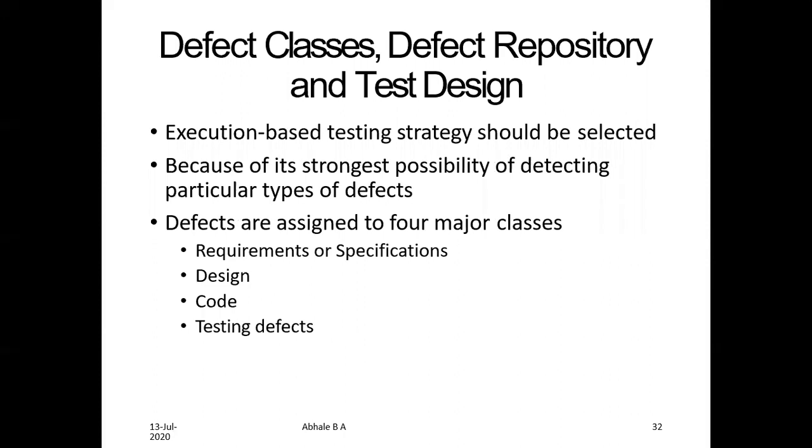So an execution-based testing strategy should be selected based on its strongest possibility of detecting particular types of defects. So defects are assigned to four main classes. First, requirement or specification defects. Second is design defects, third is coding defects or defects in the code, and the last one is testing defects. So the defects are assigned to these four classes.